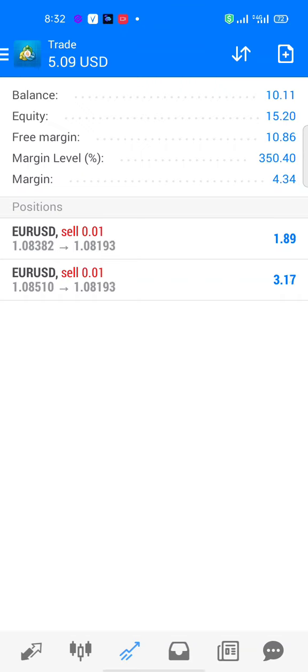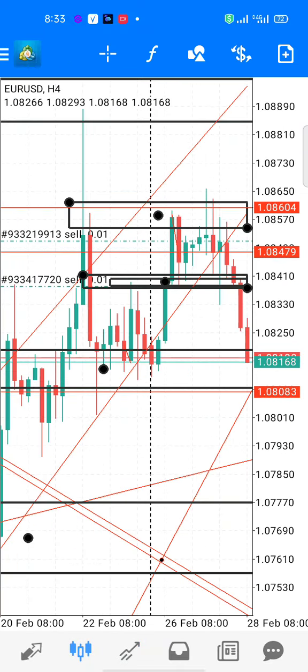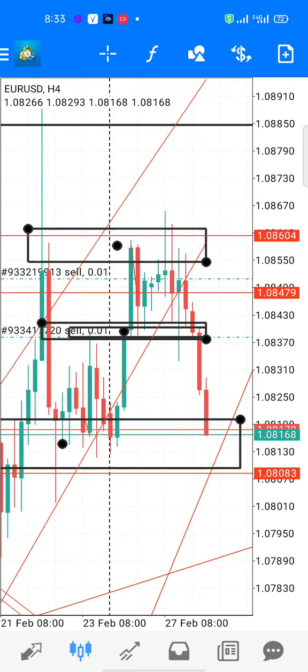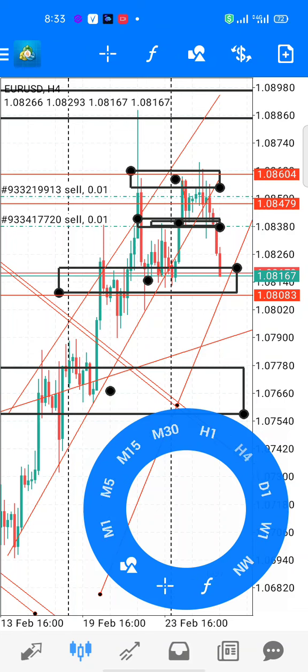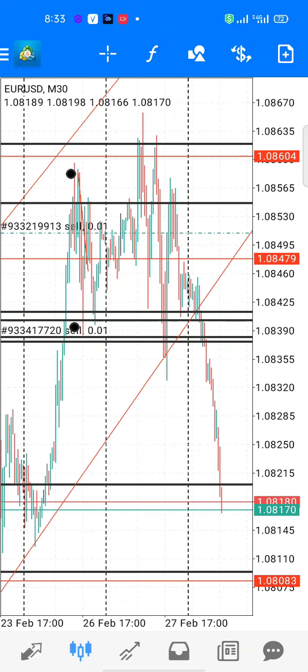You will see the processes and the strategy you can use in growing small accounts to a very reasonable and big amount of your choice. We're already in $5 in this $10 account. The market is going down here, and let's see if the market will break it. And you will see how I enter my third trade.